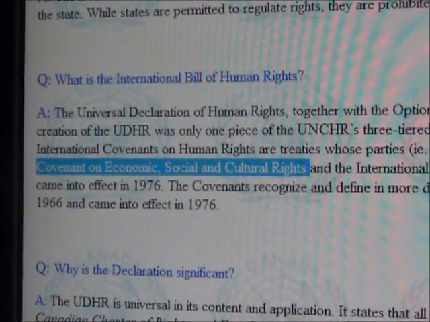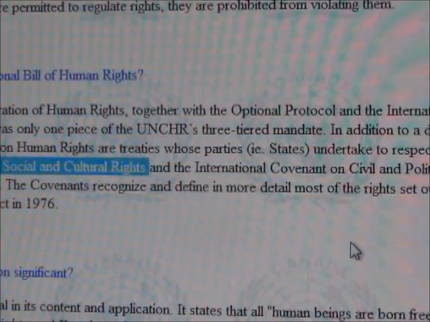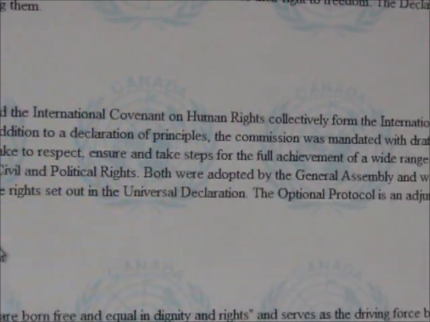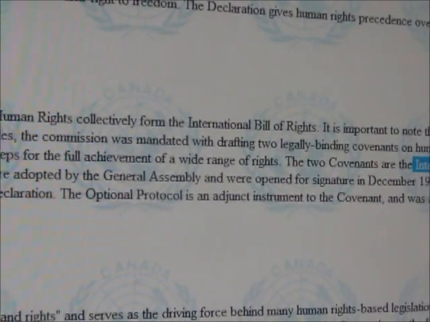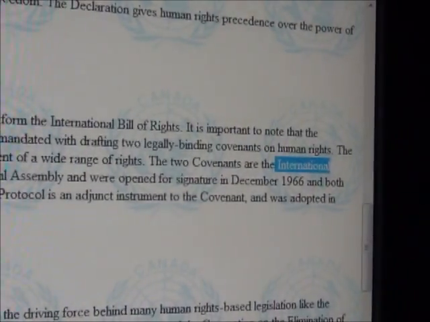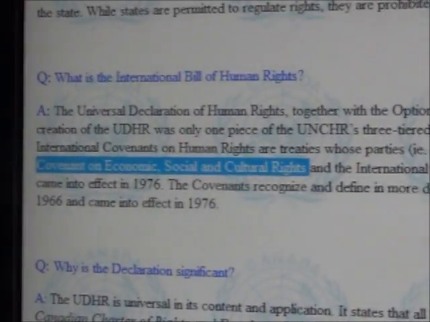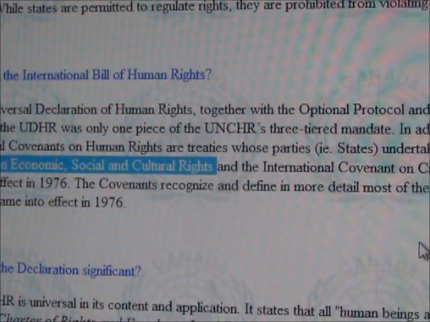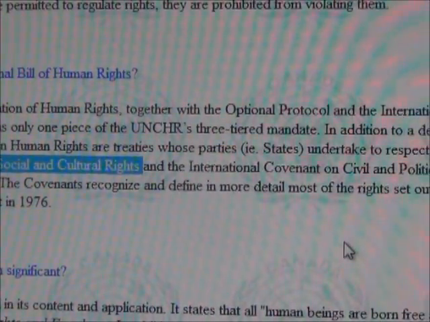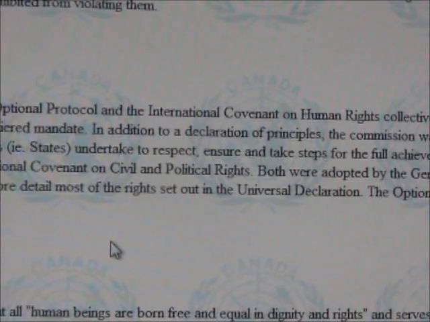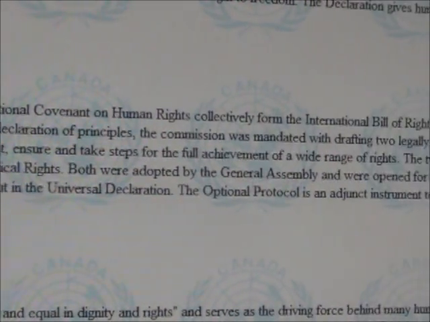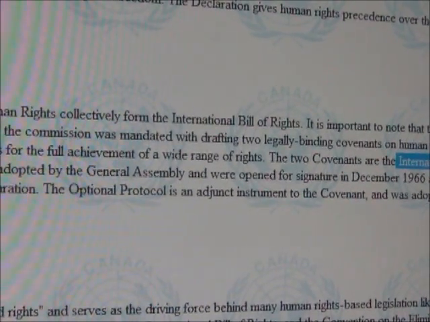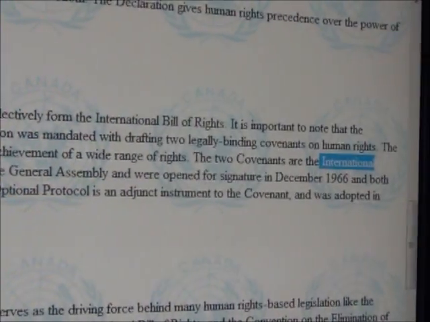The Universal Declaration of Human Rights, together with the Optional Protocol and the International Covenant on Human Rights, collectively form the International Bill of Rights. It is important to note that the creation of the UDHR was only one piece of the UNCHR three-tiered mandate. In addition to a declaration of principles, the Commission was mandated with drafting two legally binding covenants. Now you hear that. Legally binding covenants on human rights.